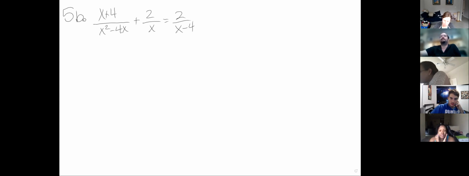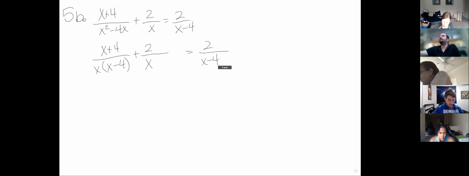Okay, for the first, I put my x as GCF in the bottom, and it's going to be x plus 4 over x times x minus 4. Plus I multiplied the top by the x minus 4. And the bottom with the x minus 4, it's going to be 2x minus 4 over x times x minus 4. 2x minus 8, you mean? Yes, sorry.